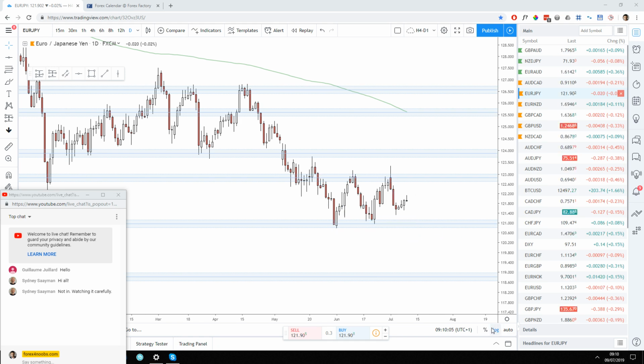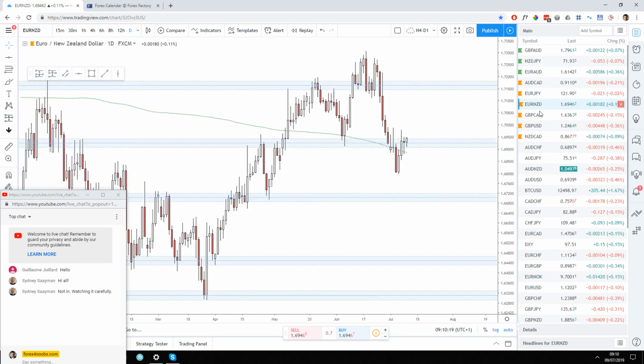I love range trading. Range trading is the best, so I'm hoping that this does drop down to the bottom of that range. That's why I'm keeping an eye on it, but if it doesn't, it doesn't. So let's just watch this one closely. If it hits the bottom of that range, look for long trades.